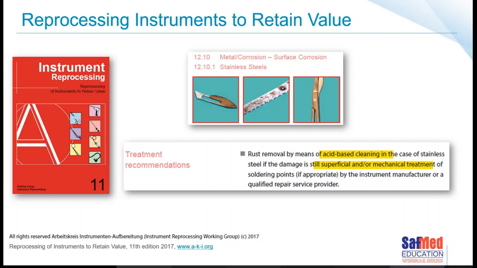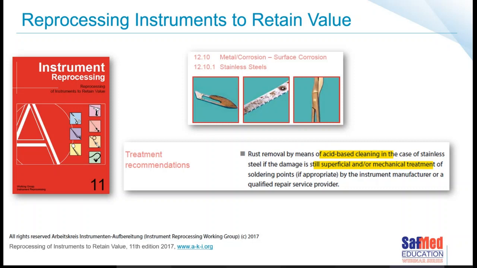The Red Book recommends that, of course, we need to inspect our instruments, and when we're inspecting them, we also look for rust and corrosion. If you do find rust, the treatment recommended is to try to remove that rust using acid-based cleaning products. If the damage is still superficial, it should be effective. It's not a given or a guarantee, and it depends on the extent of the damage. If it's not superficial, please take that instrument out of play.